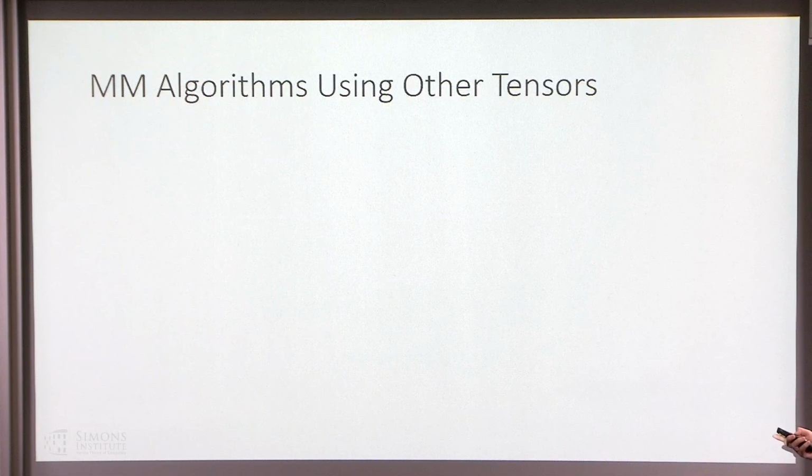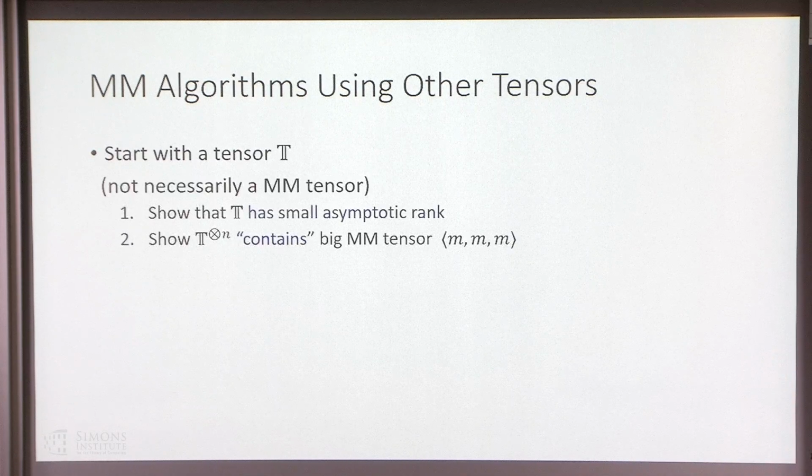So, the following refinement of the approach. You start with a tensor T, that's not necessarily matrix multiplication. You show that it has small asymptotic rank in some way. Then you take some huge tensor power of it and analyze it with some nice techniques, and you show that this tensor power contains some large matrix multiplication tensor where the dimension of the tensor depends on n, and you can take n to infinity and do stuff, and then you get some very nice bounds.